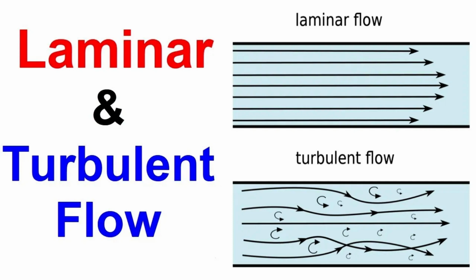Turbulent airflow will be interjected. It is not going in a straight line. It is going in multiple directions and interrupting each other, each layer, I mean. So that is basically your laminar flow and turbulent flow.